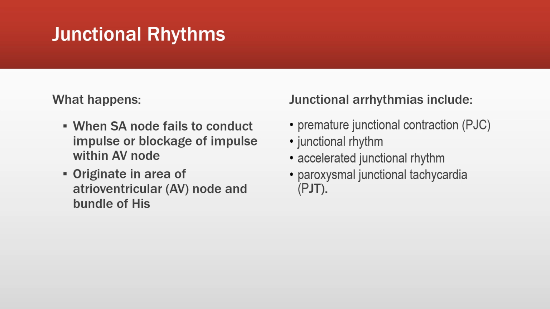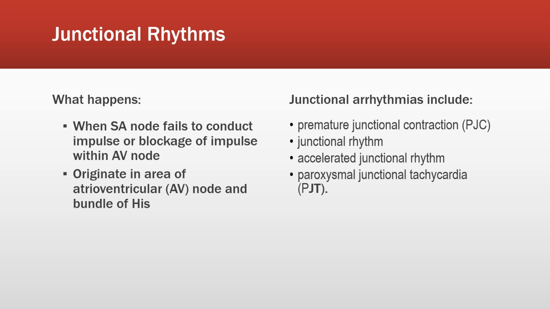So if you were to look at it like a room, and I'm the SA node and I am firing, I'm sending an impulse this way, like a ball going across the room, we see it as a normal trajectory. But what happens when I move and now I'm firing from the floor, and the ball comes up in a different direction because I'm no longer firing in one direction? Well, that's kind of what's happening when we're looking at a junctional rhythm.